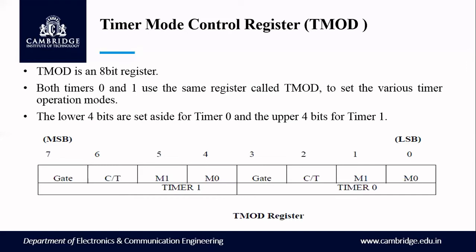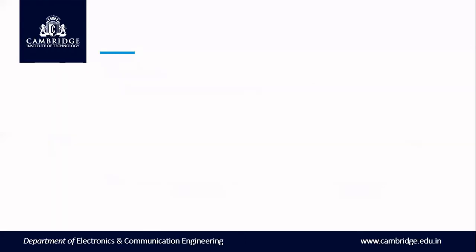Gate is very important. It tells you whether you are going to control these timers through software or hardware. That we need to understand. So right now, all of you should remember this TMOD register structure and the individual bits, so that it will help you in using timer 0 or timer 1 and which mode of operation. Let us see the functionality of the individual bits, so that it will be easy for you to configure this TMOD register.